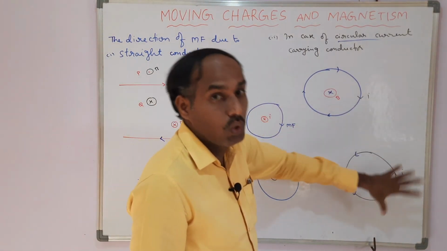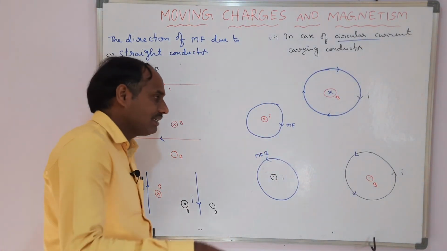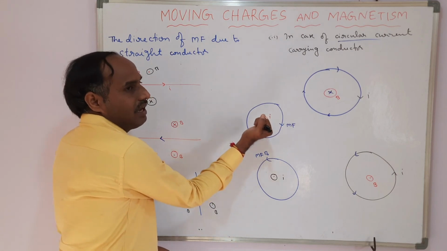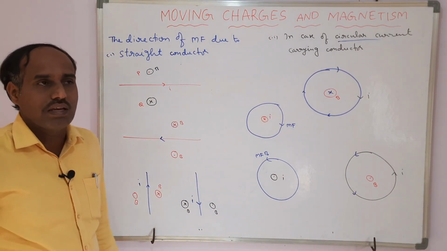Okay, these are the circular loops or current carrying conductors. Now here are the straight conductors, but these conductors are, one inward, another outward.